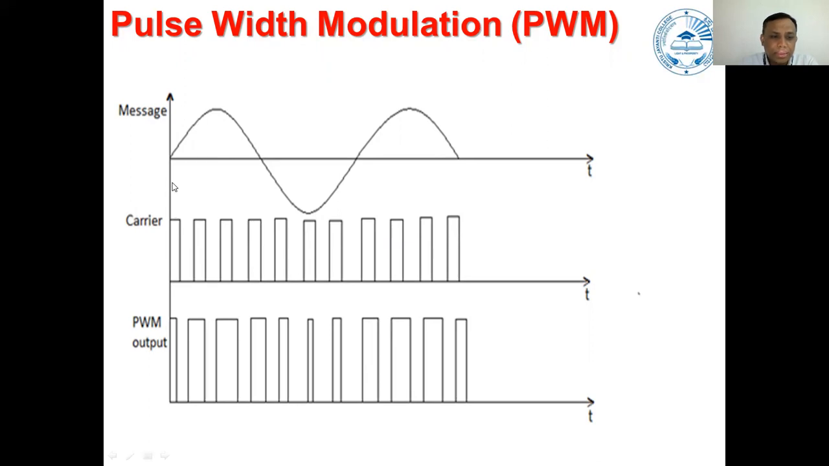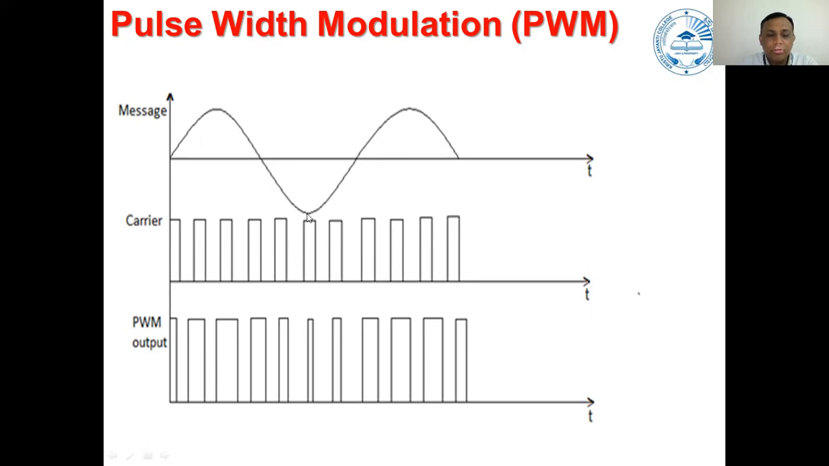In the first case, the modulating voltage is 0, so the width will be the same as the carrier signal. In the second case, the amplitude of the modulating signal is increased, so you can see that the width of the modulated signal is also increased. Third case, the voltage of the modulating signal is maximum, so the width is also maximum. Fourth case, the modulating voltage is decreasing, and you can see the width is decreasing. Next, the modulating voltage is decreasing, and the width is also decreasing.